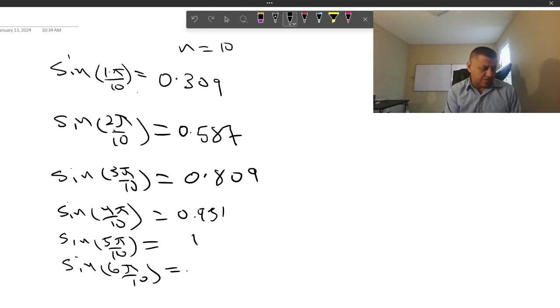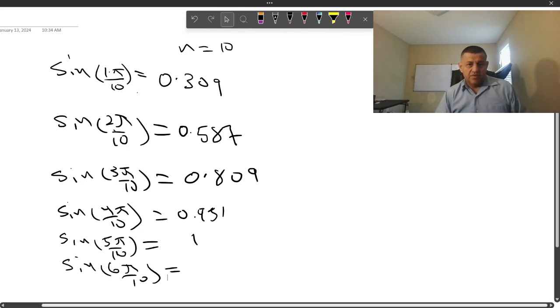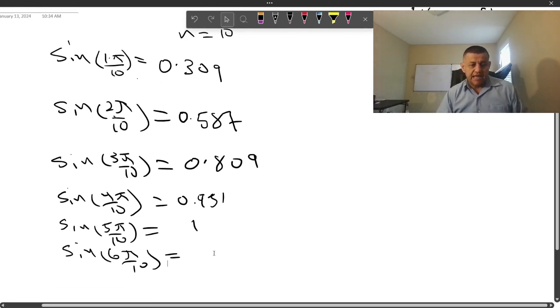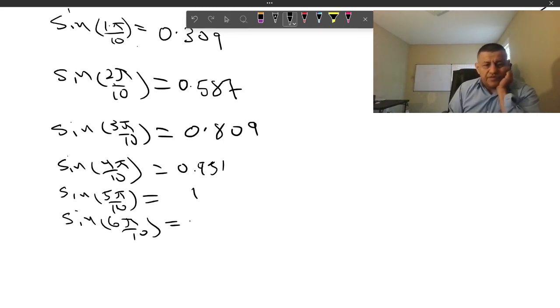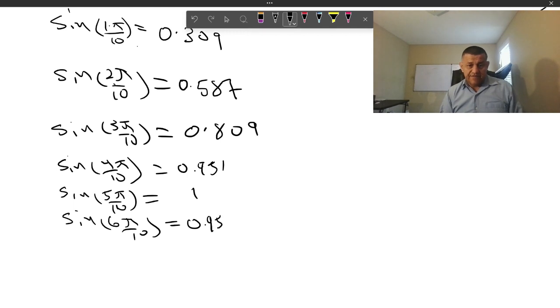It's going to be equal to sine of 6 pi over 10. That is equal to 0.951 again. So basically, it seems like it's kind of oscillating, isn't it? As you can see. So, okay, so technically it's 0.951.